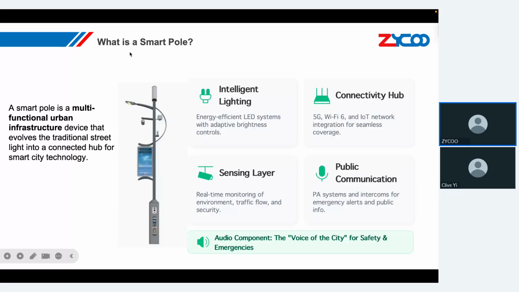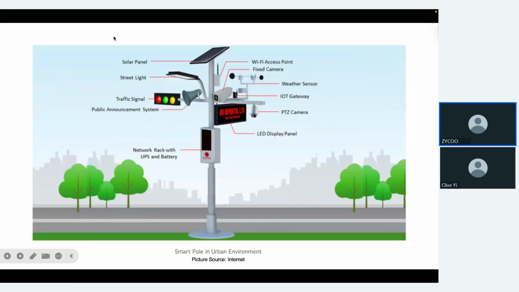So this is a more concise definition that I found on the internet. A smart pole is a multifunctional urban infrastructure device that evolves the traditional streetlight into a connected hub for smart city technology. So this is what a smart pole is like. And as you can see, it has many different functions. One is intelligent lighting, because some have energy efficient LED systems. As we can see from this picture, this one has the solar panel.